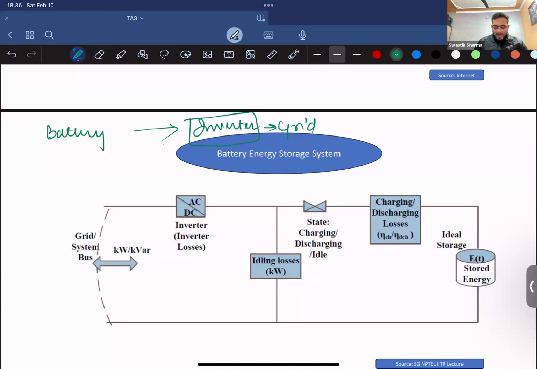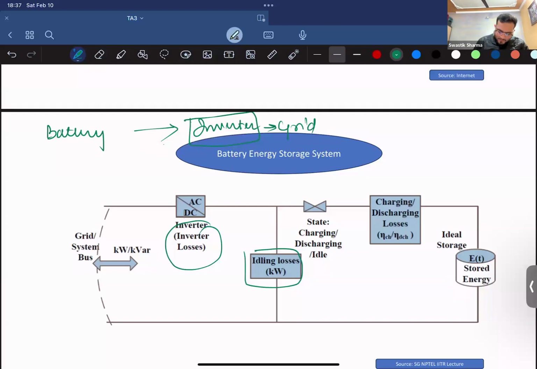So at the point of common coupling, you will have inverter losses. These losses could be due to switching losses or other losses due to power electronic interfaces. Then you have some idling losses. What do I mean by idling? When you have a battery lying around, say your phone, it doesn't stay at that SOC for a very long time. It depletes even if you don't use it, even if you have switched it off. This self depletion is generally termed idling loss.